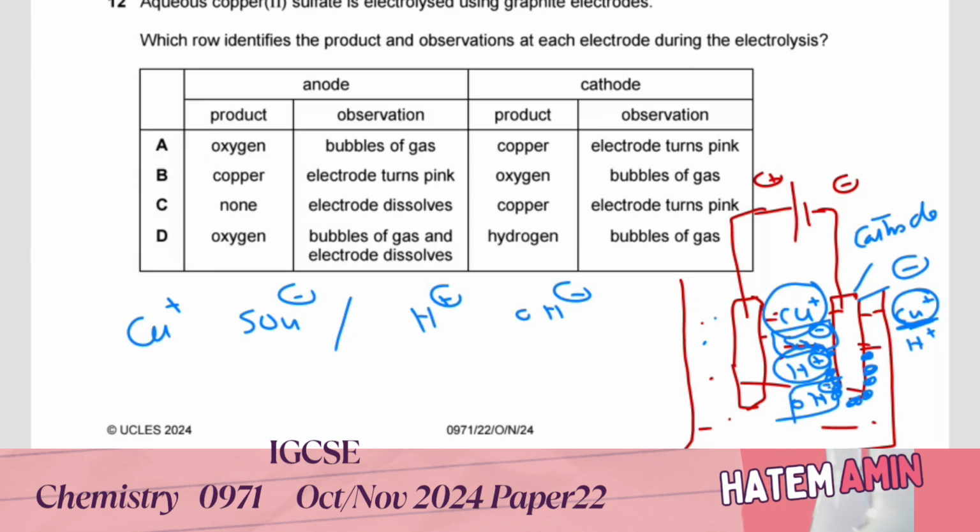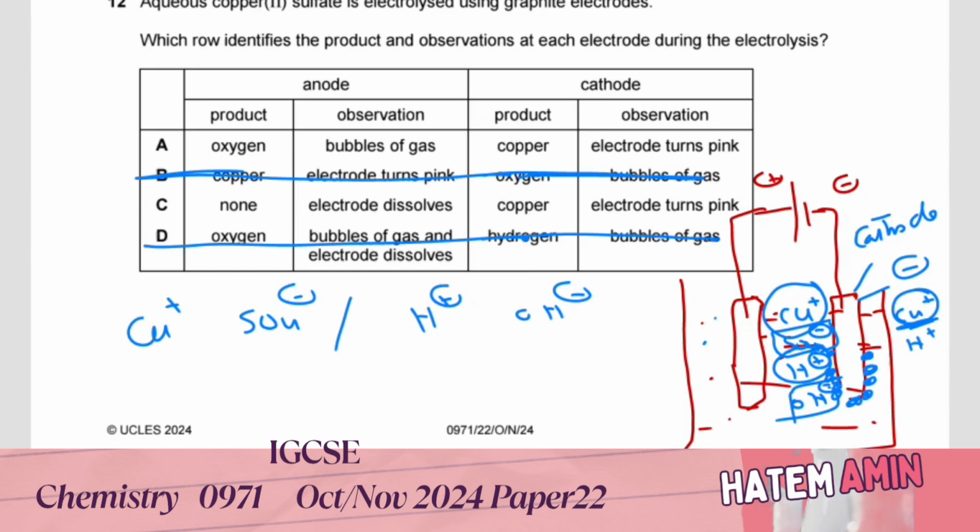So at the cathode, which one should we choose? We should exclude that one, and we should exclude the last one too. So C, B, and D are not correct. What do we have now? We have copper as product, and here also copper as product. The electrode turns pink due to the copper.